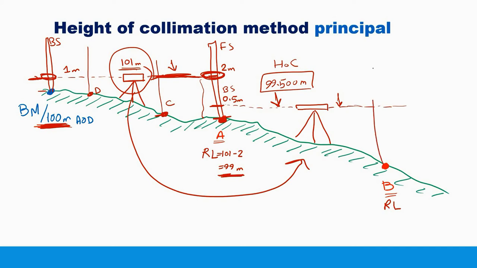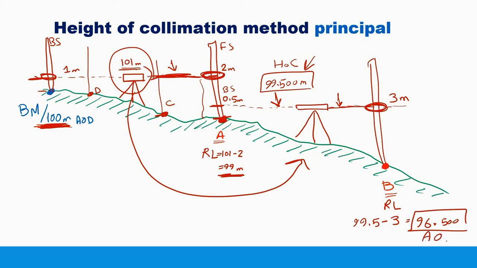How to calculate the reduced level of point B? We are going to locate the leveling staff here, turn the level towards B, make a reading here. Let's say that this reading is, for example, 3 meters. So what would be the reduced level of B in this case? It is the height of collimation, which is 99.5, minus the reading over B, which is 3 meters, and in this case it would be 96.5 above ordnance datum. So this is the reduced level of point B. So this is simply the height of collimation method.